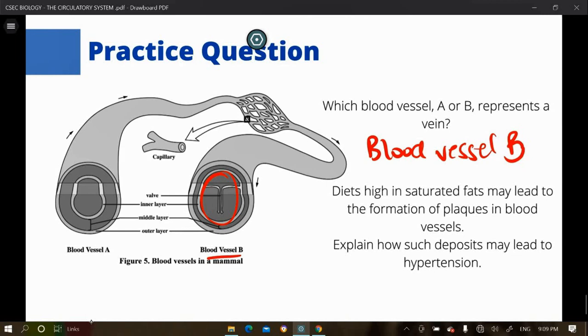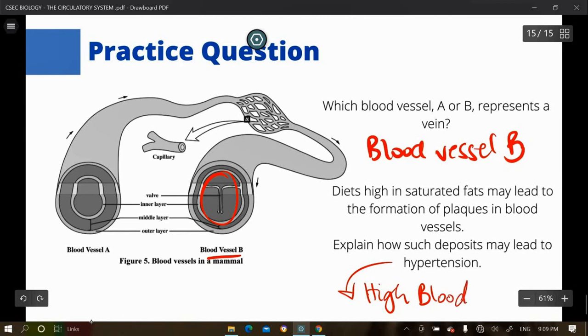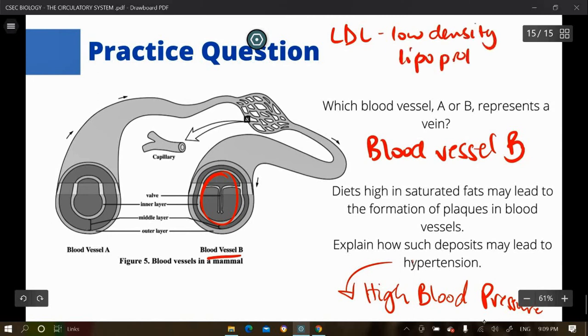Now, diets high in saturated fats may lead to the formation of plaques in blood vessels. Explain how such deposits may lead to hypertension. Hypertension is a fancy word for high blood pressure. Diets high in saturated fats will contribute to you getting low density lipoproteins, which is LDL, a fancy word for cholesterol.